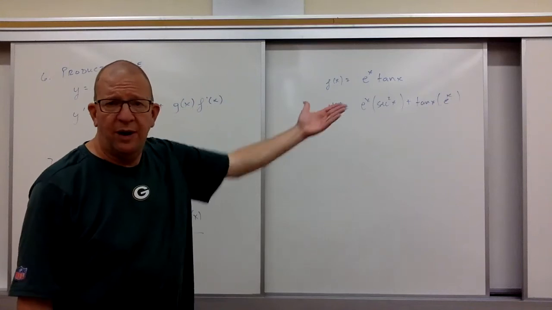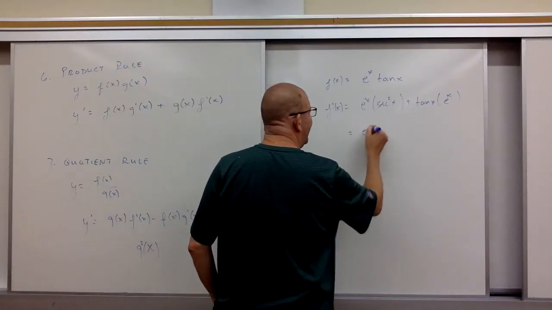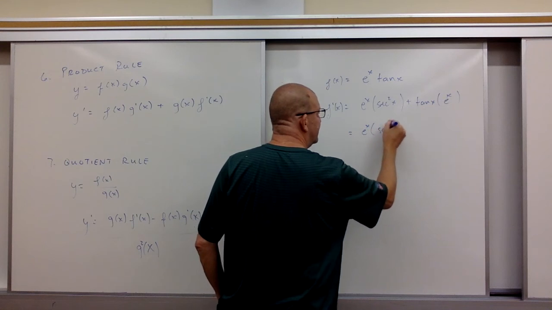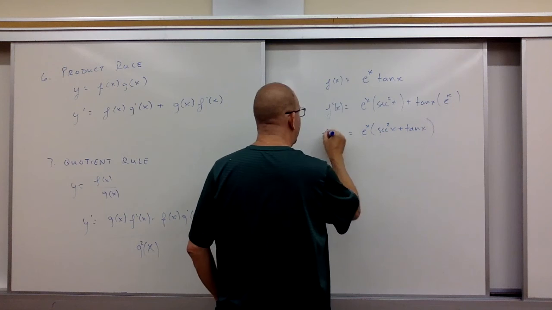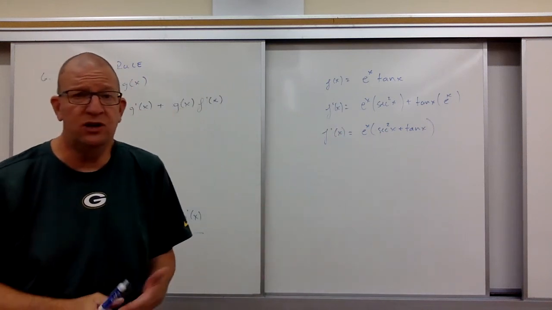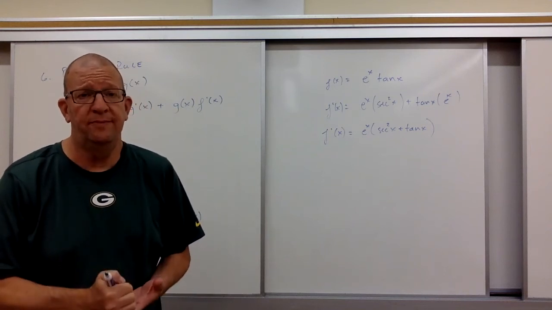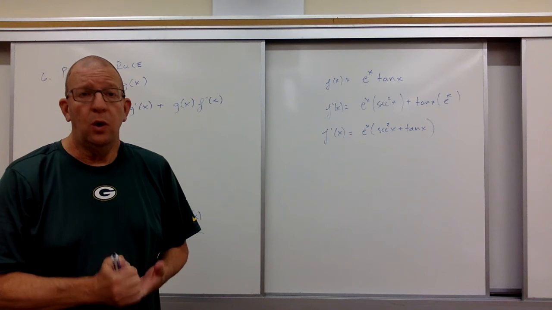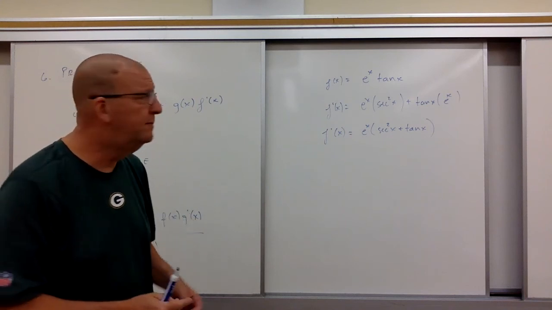Now you're saying, well, do I need to simplify that a little bit more? Sure. You could e to the x times secant squared x plus tan x. But ultimately, that's just a little algebraic manipulation. The main idea here is, can you do the calculus? Can you do the product rule? Okay, that's a lot of information. Why don't we review?